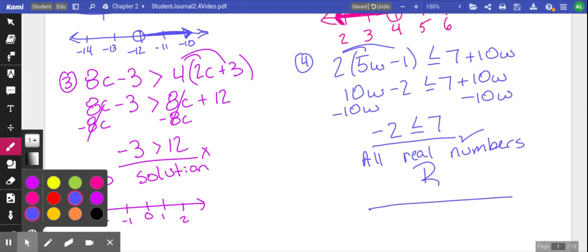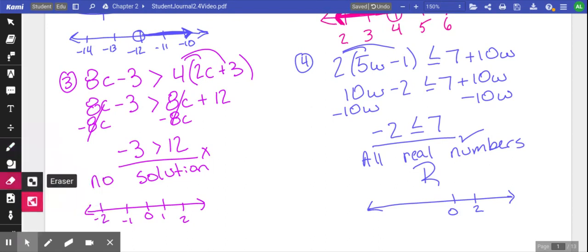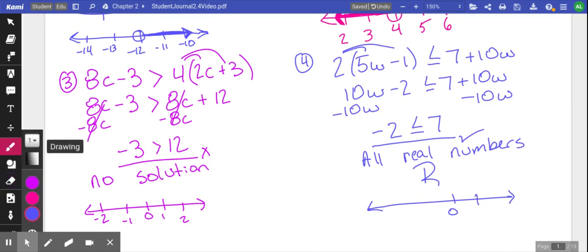So the way we can graph all real numbers is we take a normal number line, and instead of leaving it blank, when it's all real numbers, you shade in the whole thing and draw a little arrow, because you're saying every single real number on the number line is going to satisfy that.